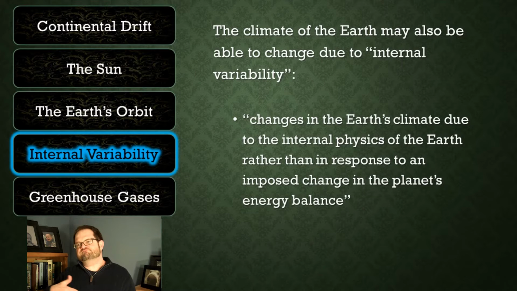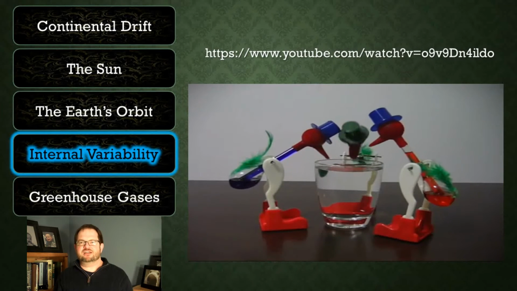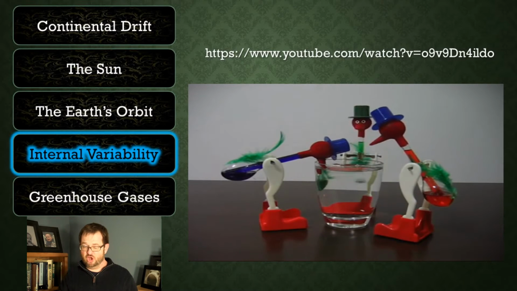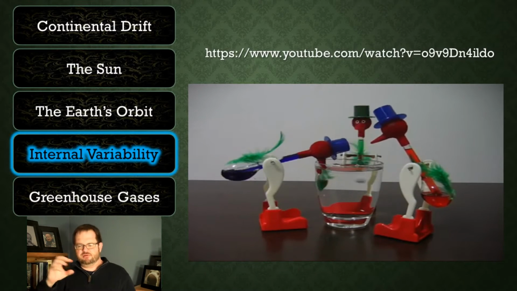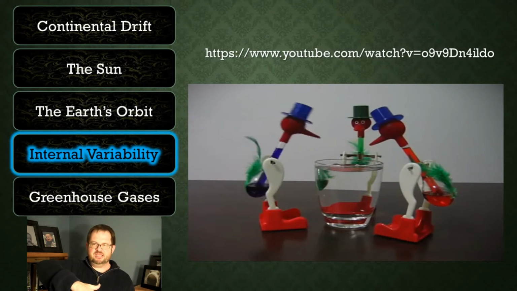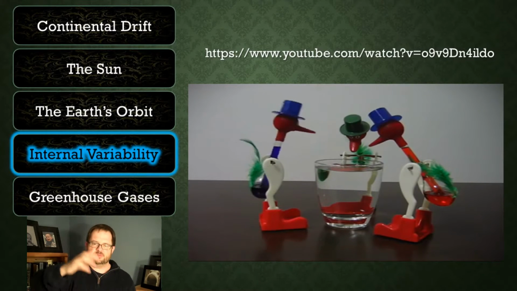Let me give you the book's definition here. It says, changes in the Earth's climate due to the internal physics of the Earth rather than the response to some imposed change in the planet's energy budget. That's a tough idea. Now the book has an interesting idea of how to explain that. They talk about those little dipping birds. You've seen these things. You may not have really understood what was going on, but they're these little drinking birds that get going like a bit of a pendulum, and the bird dips its beak into the glass of water and then it tips back and it goes on.